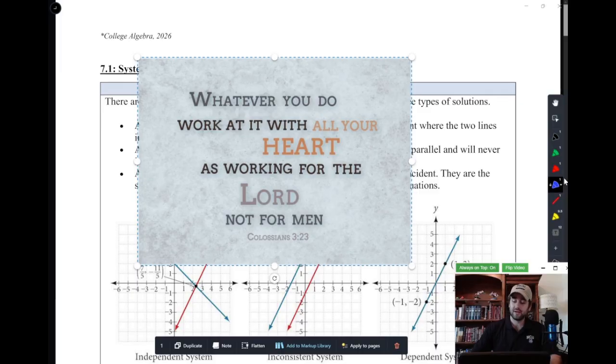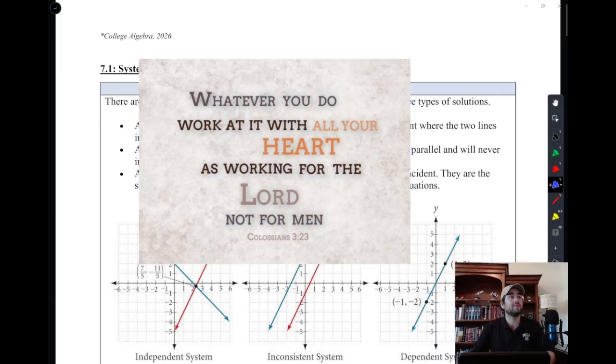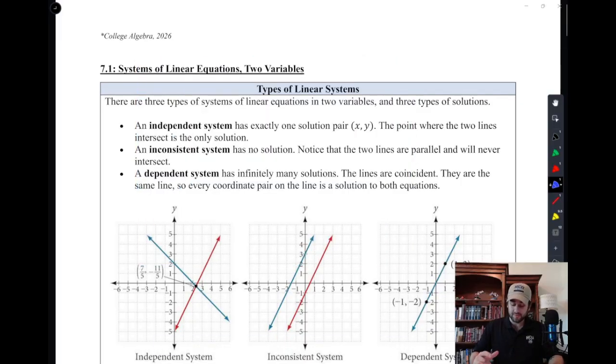Our scripture for today is just an encouragement that whatever you do, work at it with all your heart as working for the Lord and not for men. Colossians 3:23, which is to say whether you're a freshman or a senior, whether you're about to graduate or just getting started, you're working on college algebra, or you're serving in your church or at your house, whatever you find your hands to do, do it with all your heart as a service to the Lord. So we're going to do just that, but with systems of linear equations.